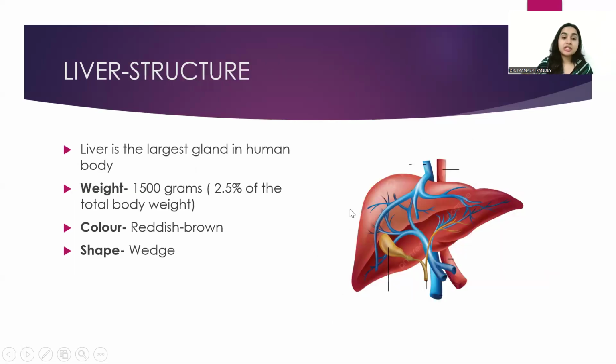The liver is the largest gland in our human body, which weighs around 1500 grams, which is quite a lot because this is 2.5% of our total body weight. The color is reddish brown and the shape, as you can see here, is wedge shape.